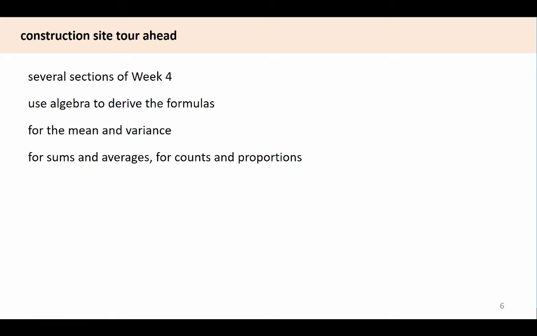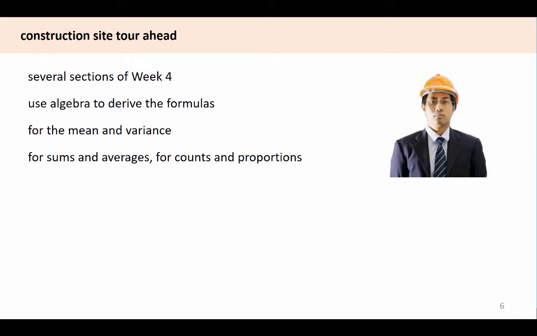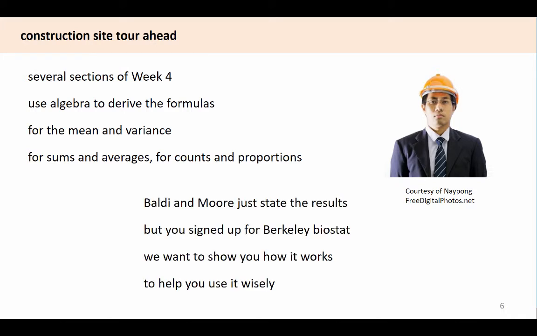So quite frankly, a lot of week 4 is like a construction site tour. We're going to have algebra in several sections to derive formulas for means and variance for sums and averages, counts, and proportions. So it's time for hard hats. Baldi and Moore just state the results, but you signed up for Berkeley MPH and Berkeley Biostat. We want to show you how it works, and quite frankly, a big goal of mine for taking you through the material in week 4 is to help you use it wisely.